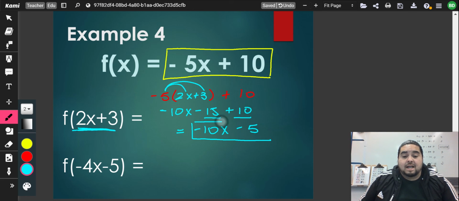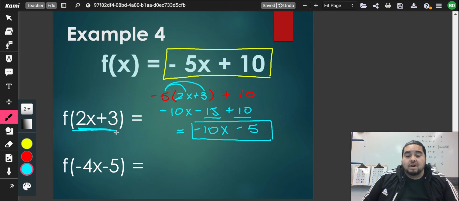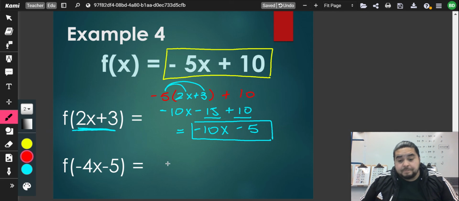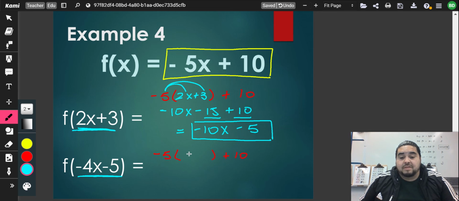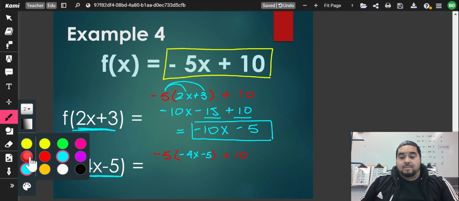So again, because x is part of what we're plugging in, what we're evaluating with, then x is going to be part of the final solution. Okay. Last one, same thing. I'm going to keep the structure of negative 5, big parentheses here, plus 10. Inside that parentheses, I'm plugging in the entire value of this function, which is negative 4x minus 5. Again, whenever I have a number on the outside and then 2 things on the inside, I'm going to distribute.